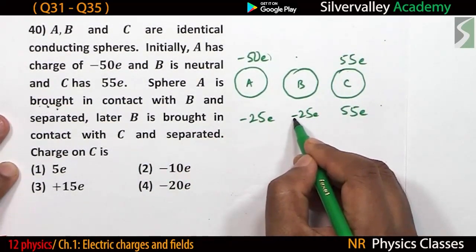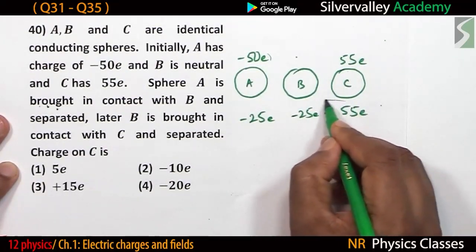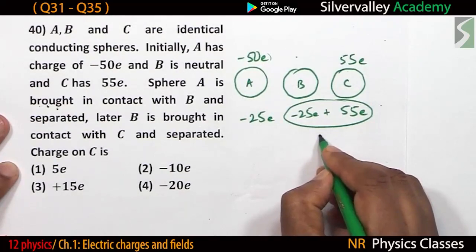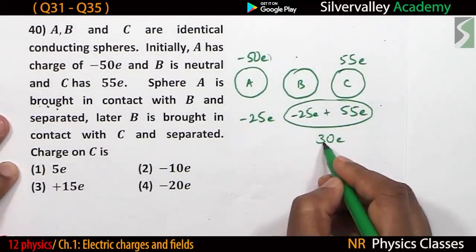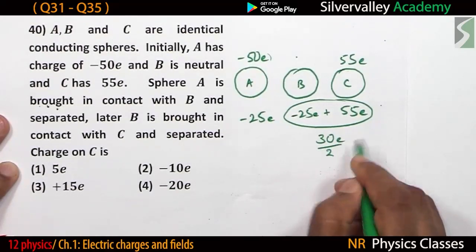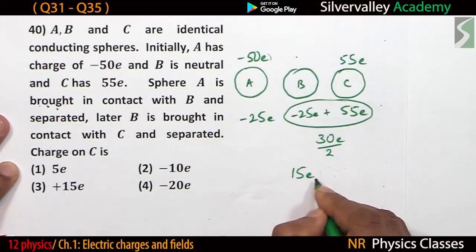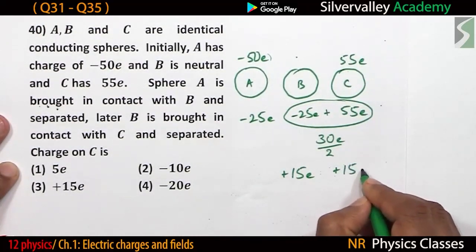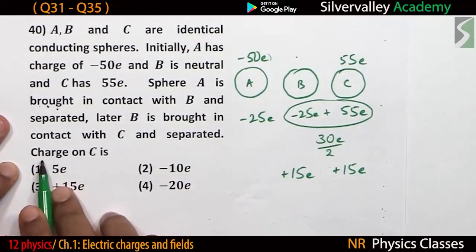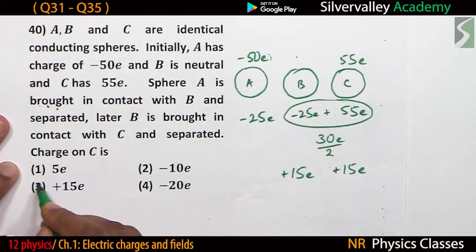What is the sum of minus 25 and plus 55? Isn't it 30 E? Then they are separated. This 30 E is divided by 2. Half of that stays with B, that is 15 E. The other half stays with C. So plus 15 E. So the charge on C is plus 15 E.